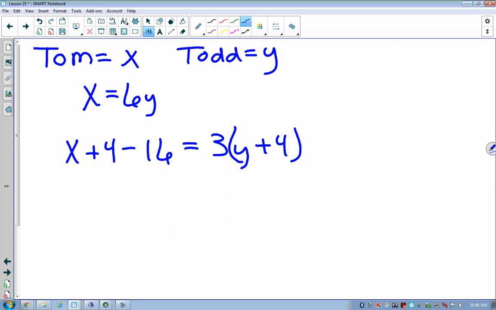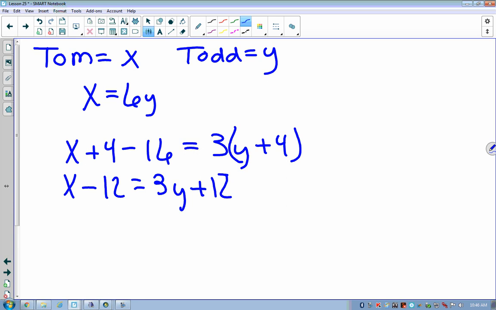And you have to keep that in mind because 4 years from now, who else is getting 4 years older? Todd is also getting 4 years older. We're moving in tandem. So we can change this to be x minus 12 equals 3y plus 12, right? Hopefully I'm doing all of this right. I haven't actually looked at my notes. So far all looks good.